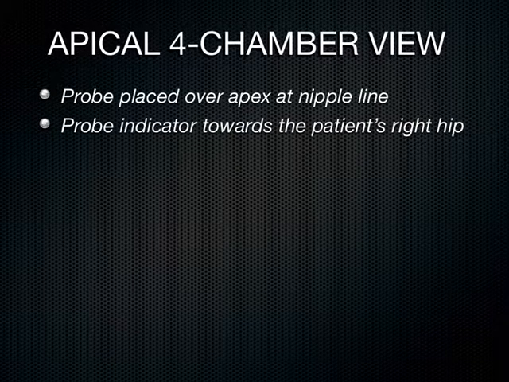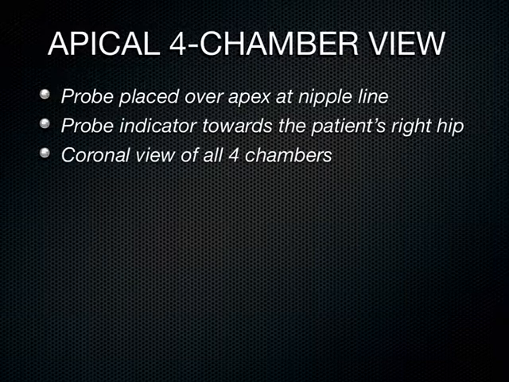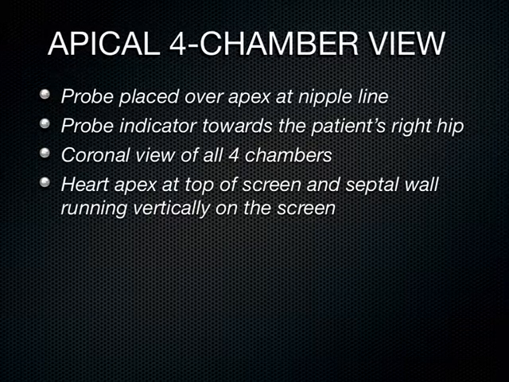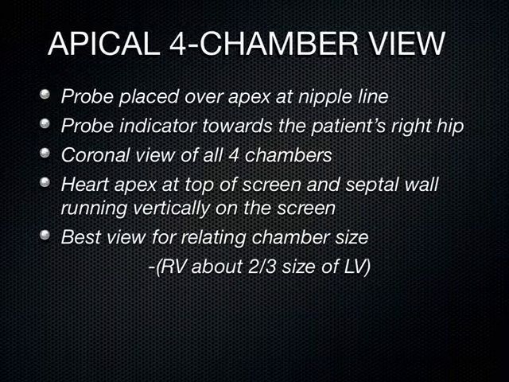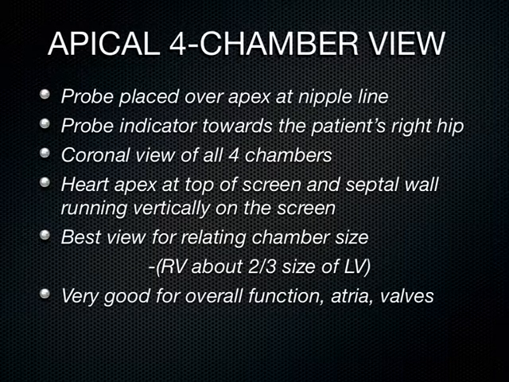You place the indicator of the probe towards the patient's right hip, with the probe placed just at the apex of the heart, usually right around where the nipple would be, just inferior to the patient's nipple there. And it's a coronal view of all four chambers. You've got the heart lining up vertically up the screen with the apex at the top of the screen. And this is when you can really see that the RV is about 2/3 the size of the LV. It's good for the overall function.